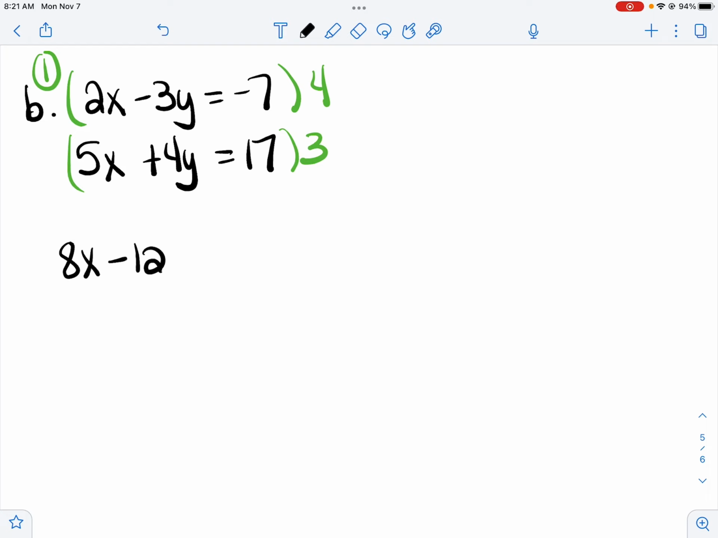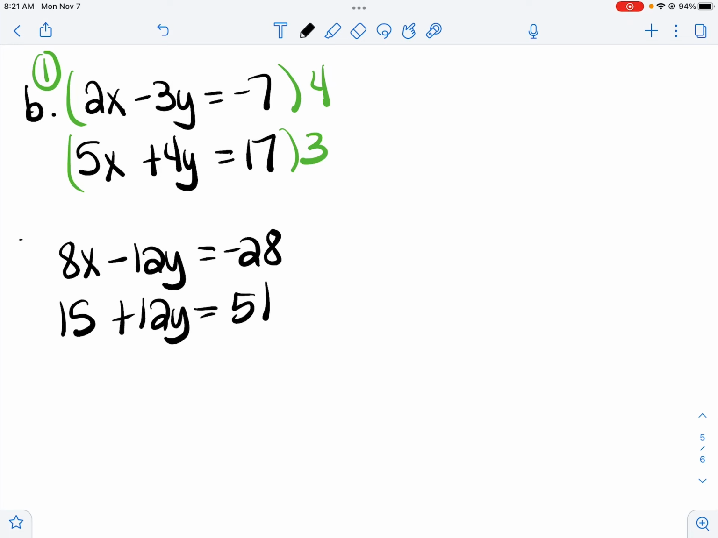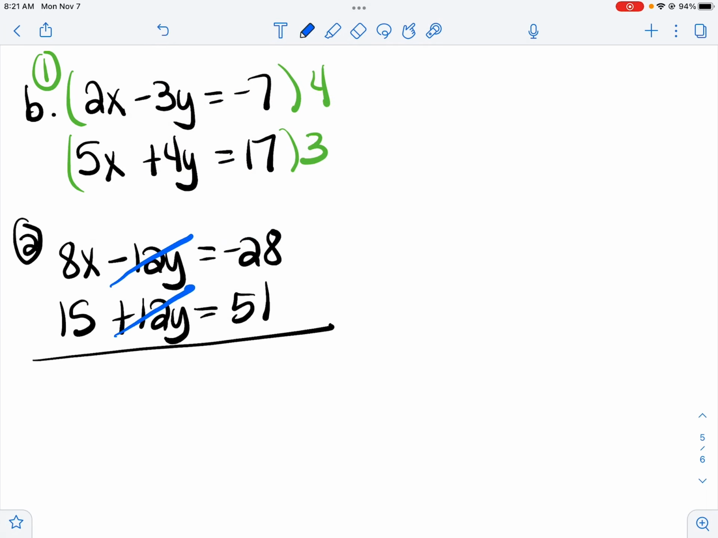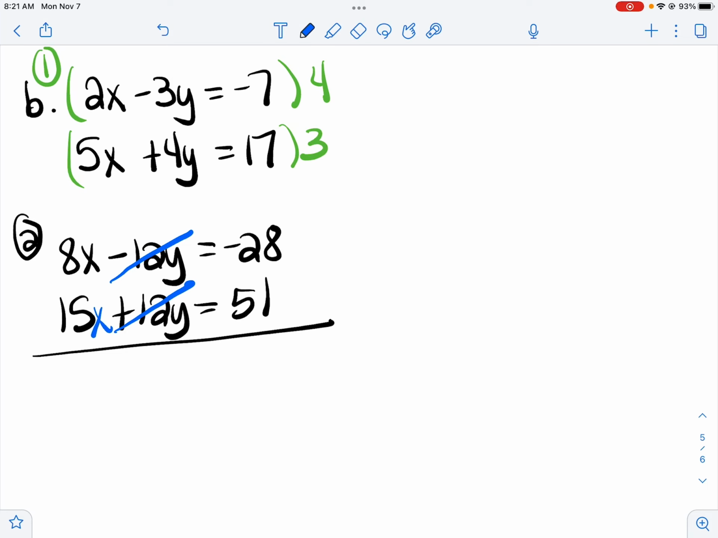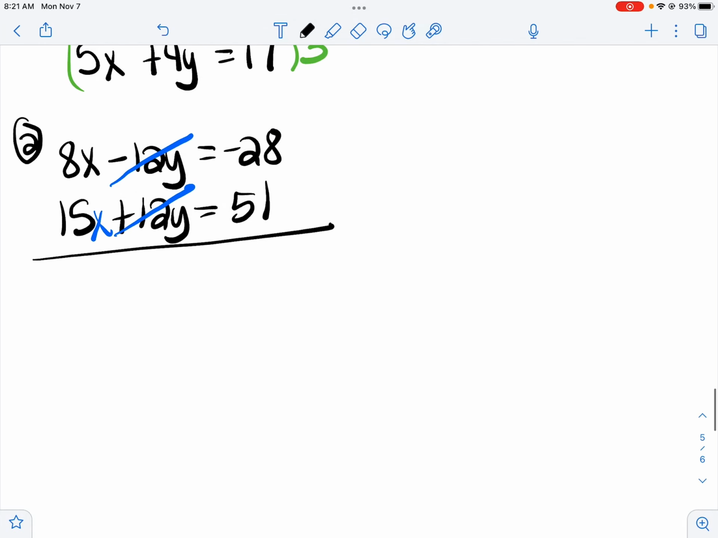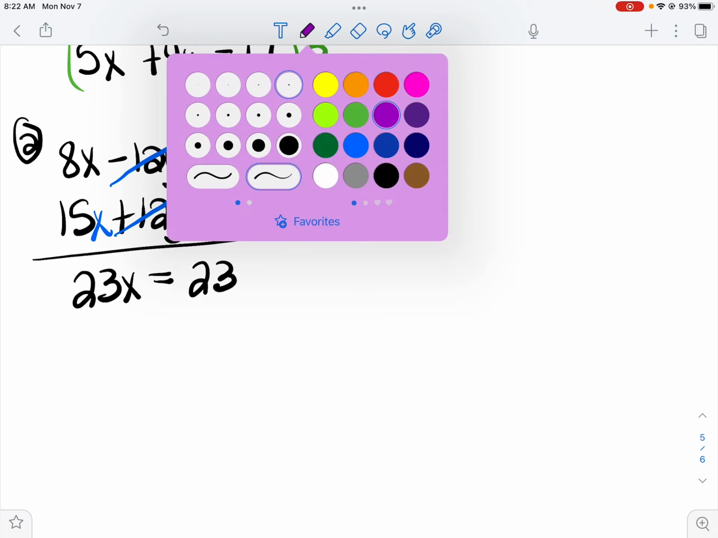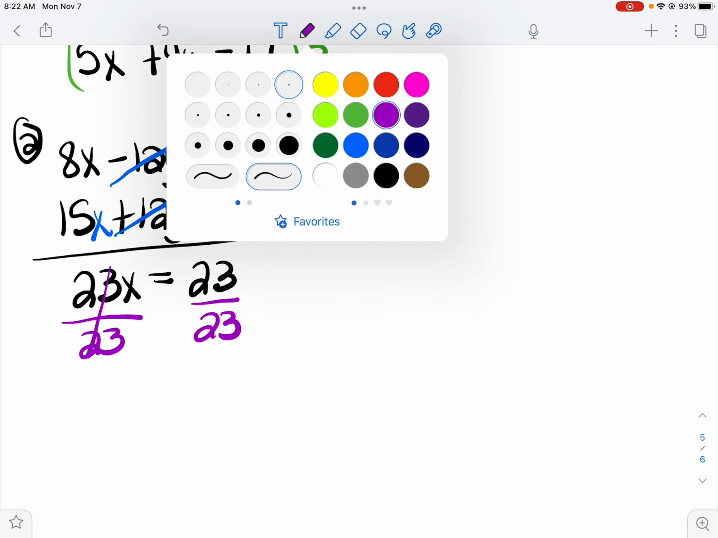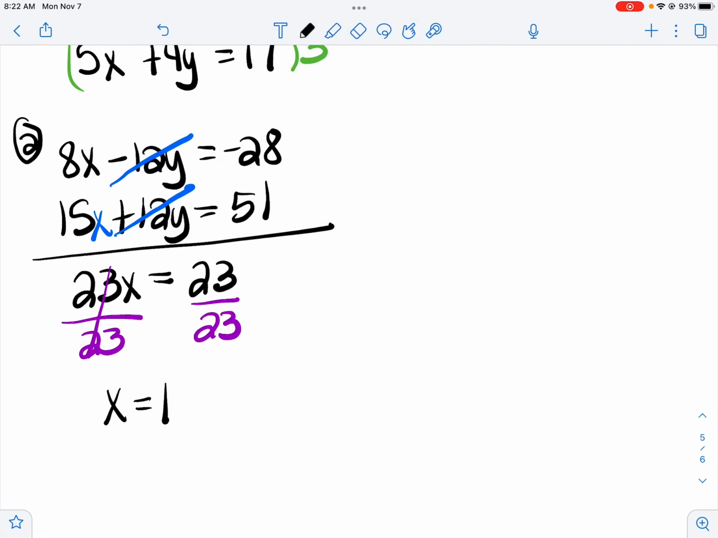notice, distribute the 4, we get 8x minus 12y equals -28. And we have 15x plus 12y equals 51. So when I add these two equations, these y's are going to cancel out. You always want to try to multiply by a number so that one of your variables is eliminated. Well, 8x plus 15x is 23x. And -28 plus 51 is also 23. Divide both sides by 23, and we get that x is 1.